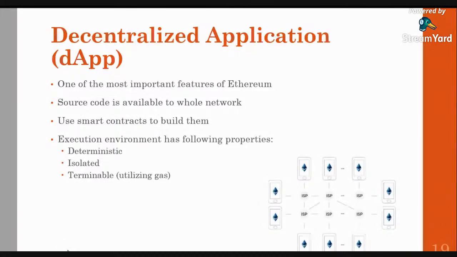There are certain properties that a decentralized application should have. A DApp should be deterministic. What does it mean to be deterministic? It means for the same input, I will give the same output, right? A DApp should be isolated, and this is very important. So why should a DApp be isolated?